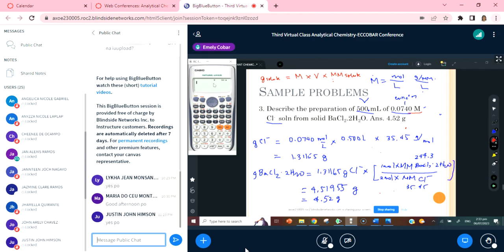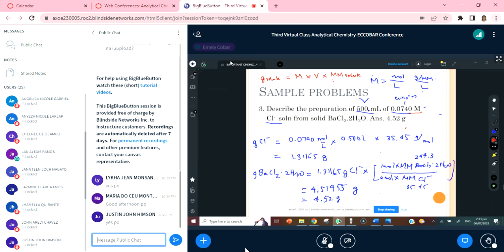That's it. Okay, class? I can't add anything more. This is the amount of barium chloride dihydrate I need that will give this amount of chloride. So with this solution, the concentration of the chloride solution is 0.0740 M.